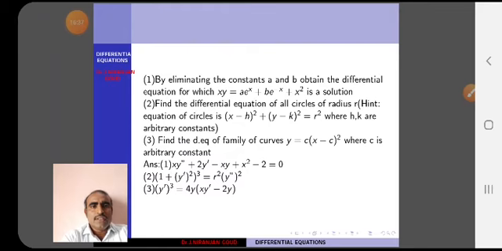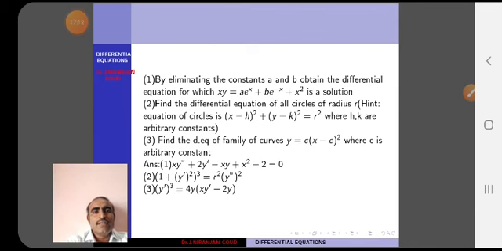You try these 3 exercise problems. First, by eliminating the constants a and b, obtain the differential equation for which xy is equal to a e power x plus b e power minus x plus x square is a solution. Simply, you find the differential equation of this curve. Here in this equation, we have two arbitrary constants, so differentiate this equation 2 times. After eliminating these two arbitrary constants, you will get a differential equation.